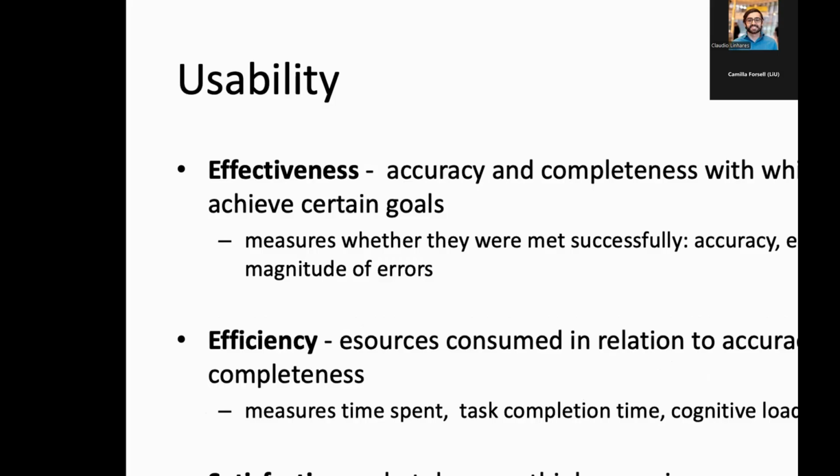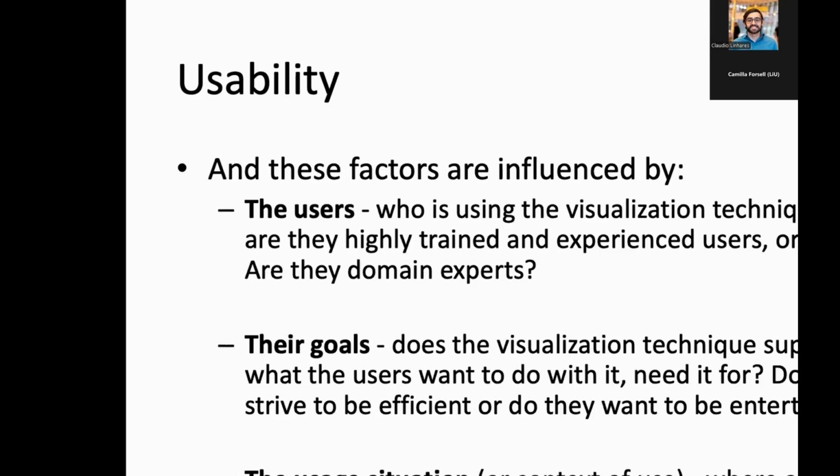And then we have the subjective dimension here. What do users actually think? What do they experience? What are their attitudes, etc., towards the thing that we are looking into? And most important, usability is never just based on these three dimensions. It always depends on the users, their goals, and also the usage situation.